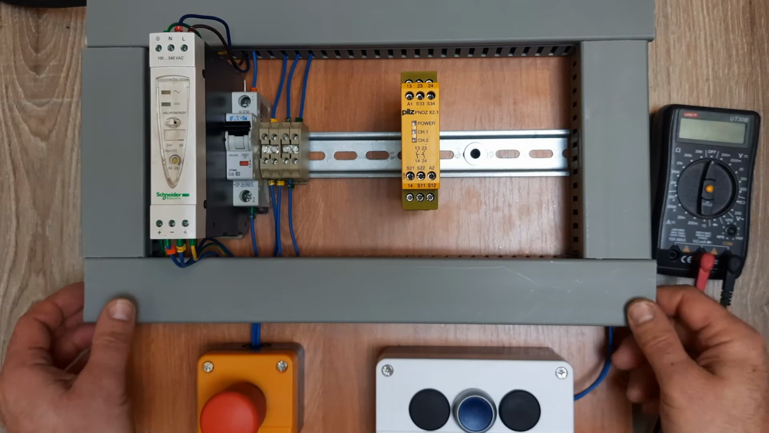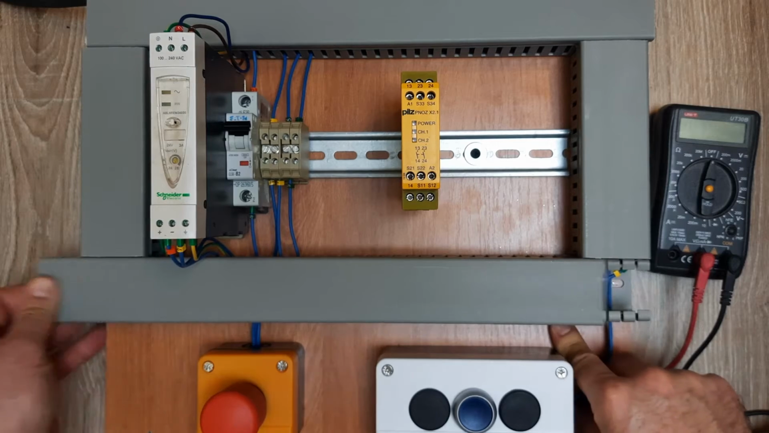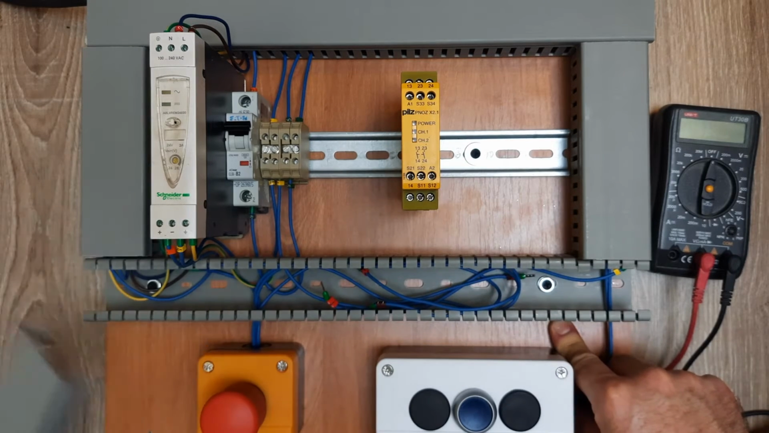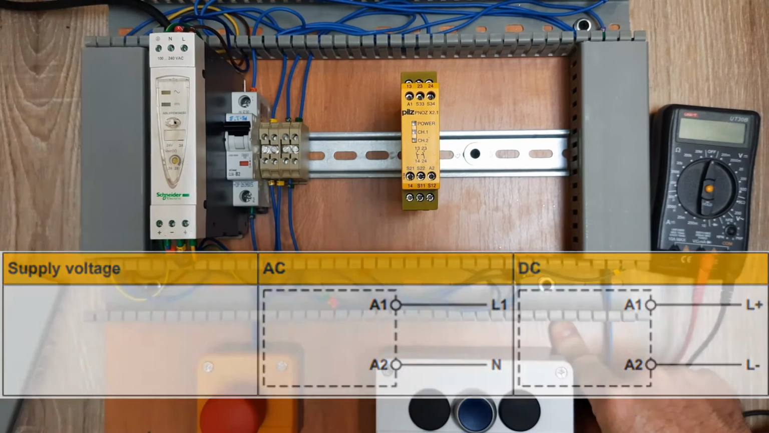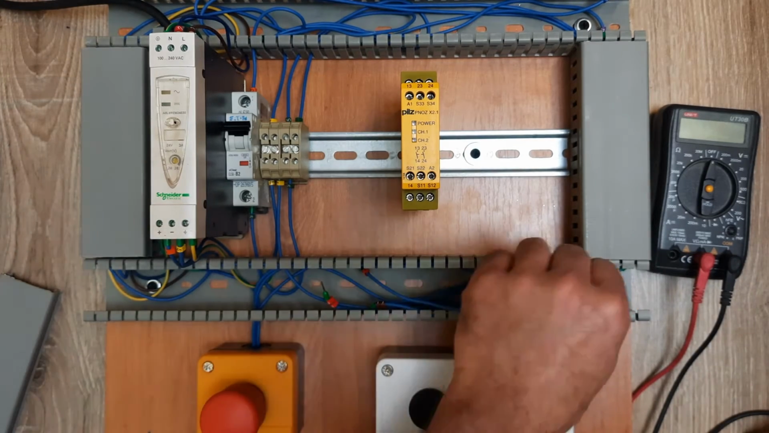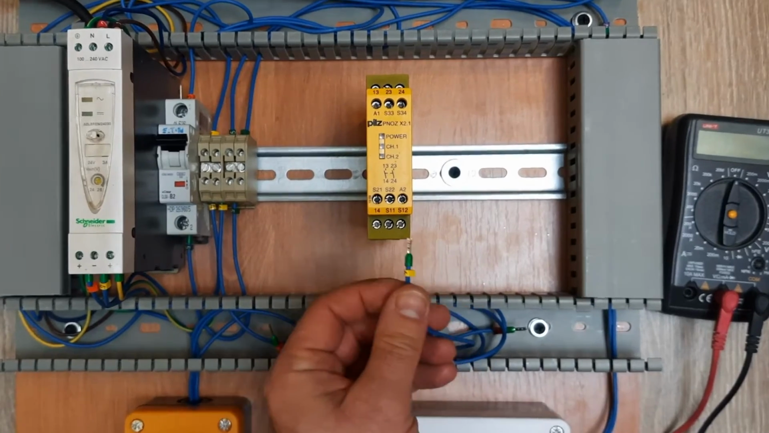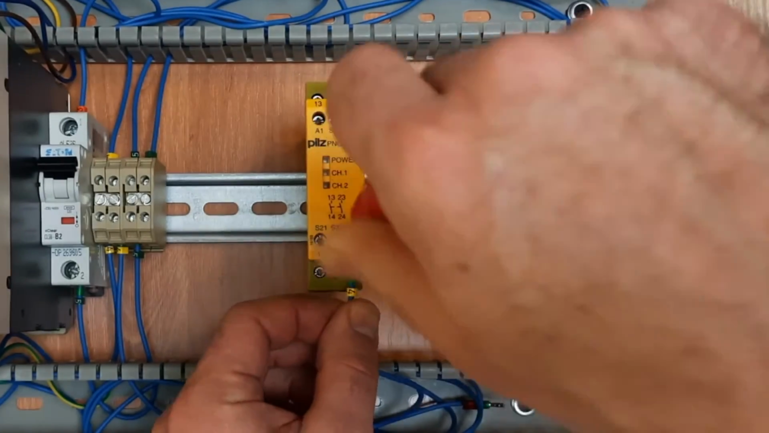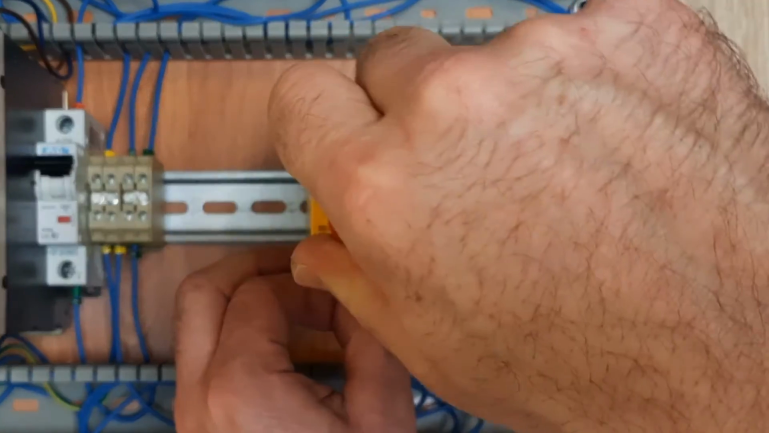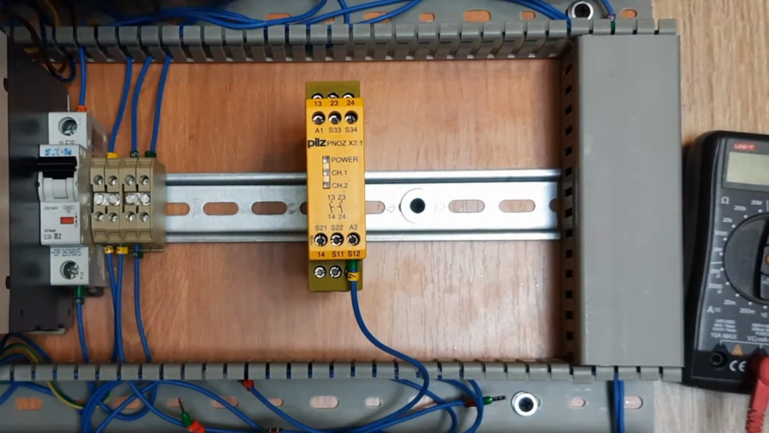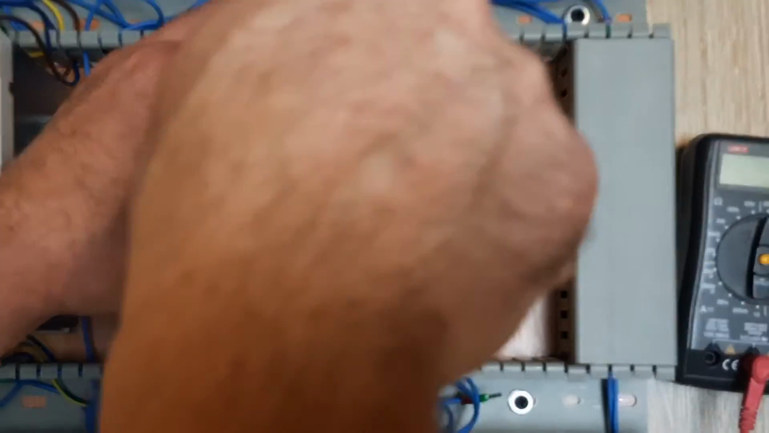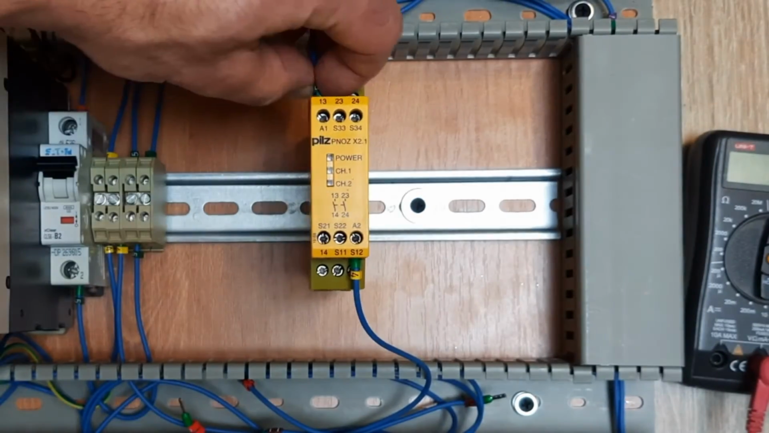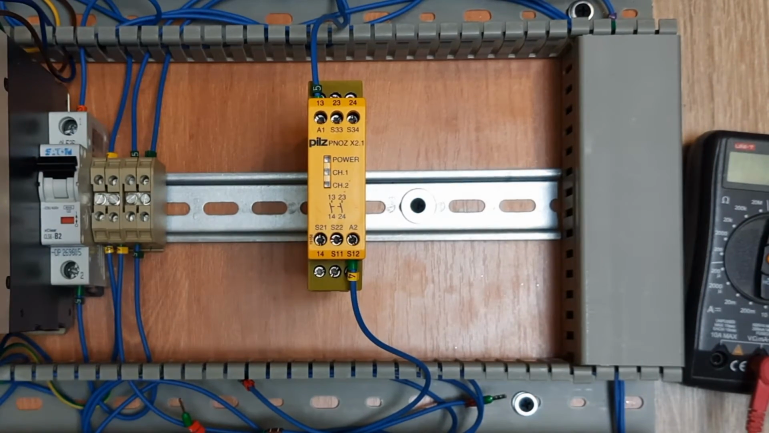Okay, let's start with the simplest things. Terminals A1 and A2 are used to connect power supply. When we turn the supply on, the LED should light up.